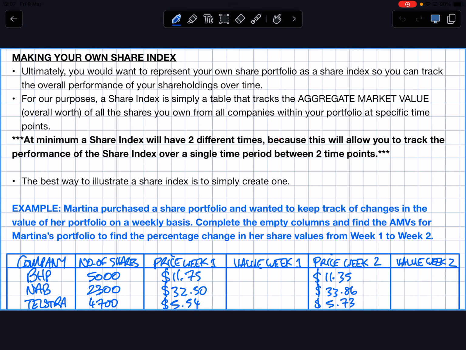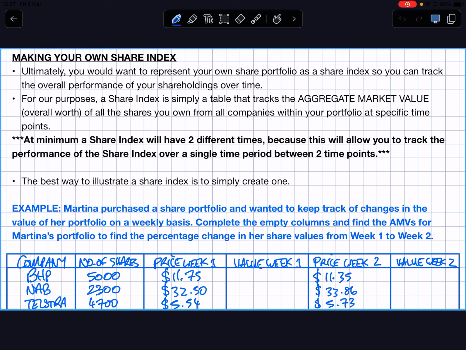Okay. The idea of a share index comes a bit more clear when you make your own. You're going to be making 2 for your DI because you've got portfolio 1. How many companies in portfolio 1? 3. And I don't care that maybe Telstra sucked and another company did well.